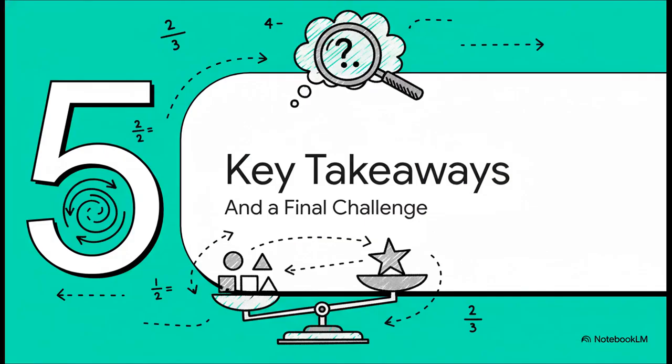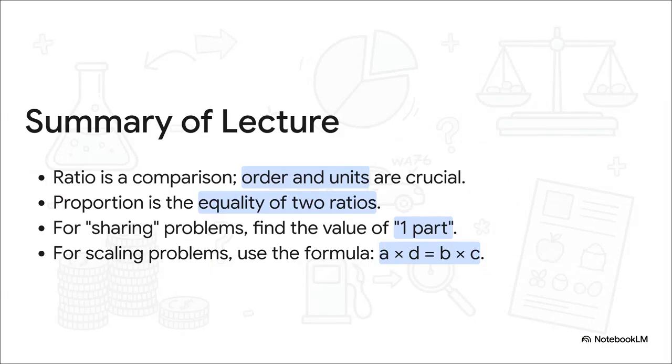Whew, we've covered a lot of ground, but it really all boils down to just a few core ideas. Let's do a super quick recap of the most important takeaways. Okay, first, a ratio is a comparison. And remember, order and units are everything. Got it? Good. Second, a proportion is just 2 ratios that are equal to each other. Third, when you see a sharing problem, your first thought should be find the value of one part. And finally, for scaling problems like our recipe, that golden formula, that's your new best friend.